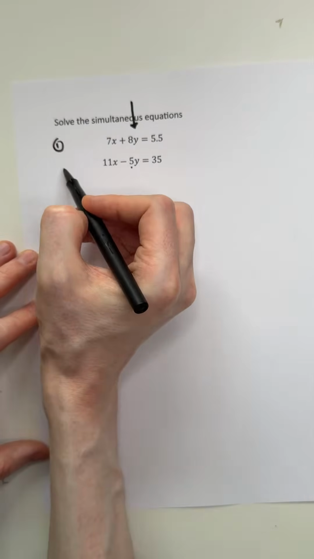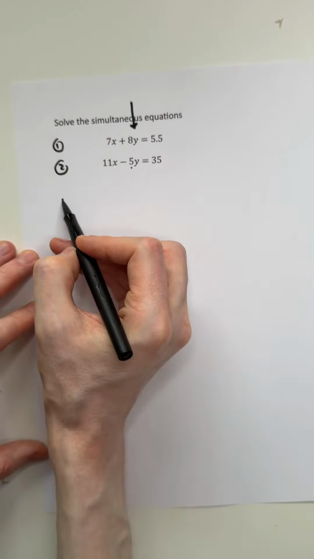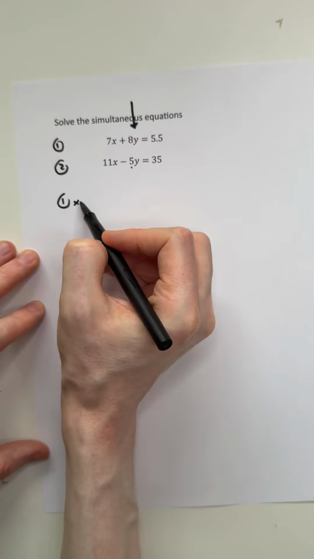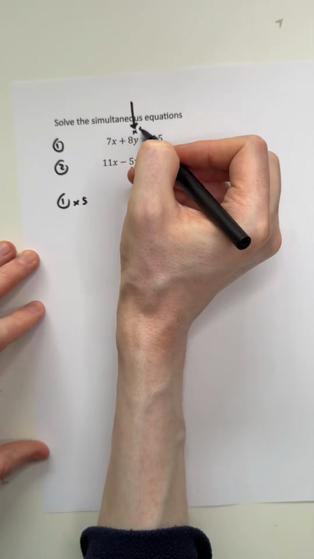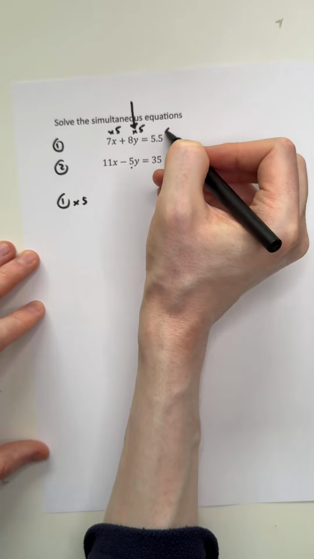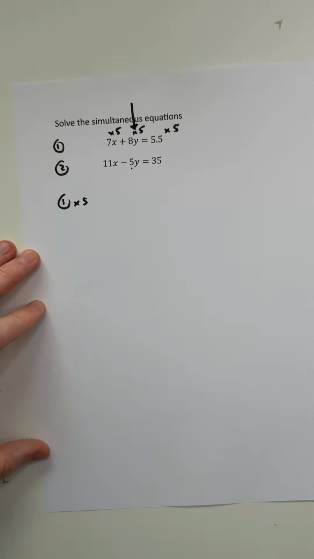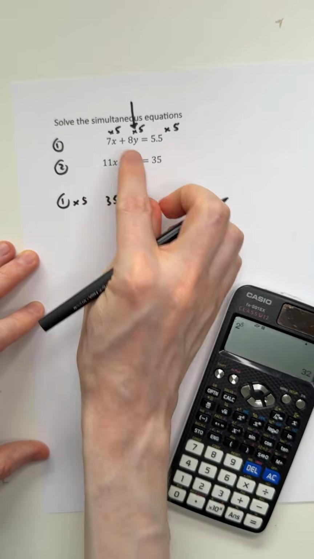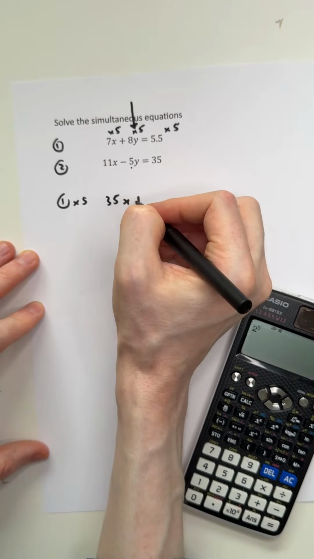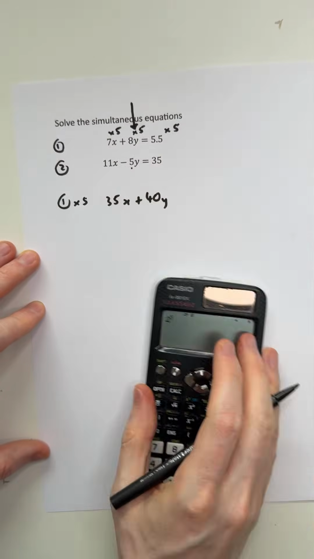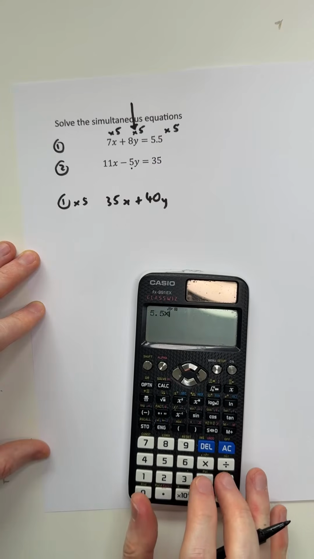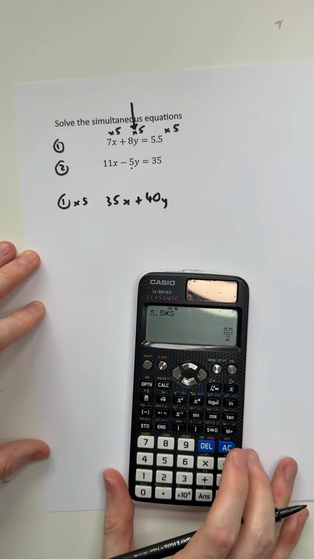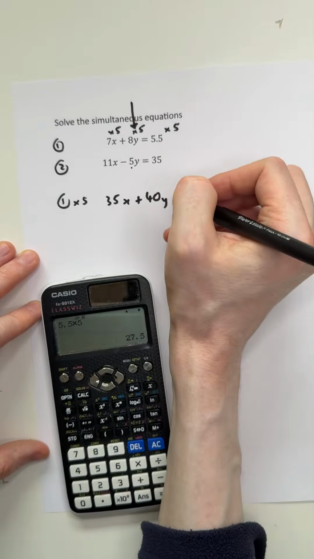If you want to call it equation 1, equation 2, you don't need to. I'm going to times the whole equation 1 by 5. So times that by 5, that by 5, and that by 5. You have to let the calculator do the hard work. So 7 times 5 is 35 lots of x. 8 times 5 is 40 lots of y. And on the right, just put in the calculator, 5.5 times 5 is 27.5.